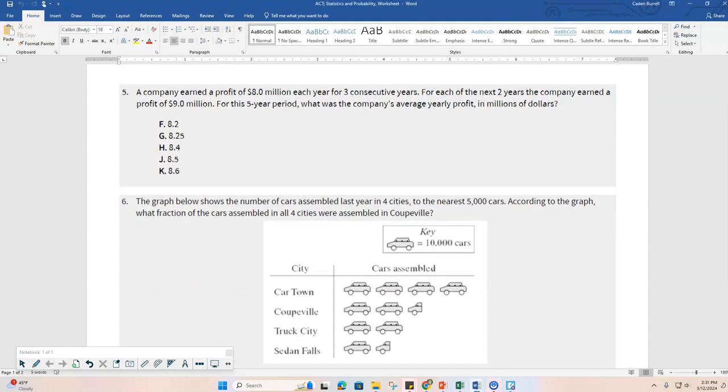Question 5. I'll give you a minute. A company earned a profit of $8 million each year for 3 consecutive years. For each of the next 2 years, the company earned a profit of $9 million. For the 5-year period, what was the company's average yearly profit?